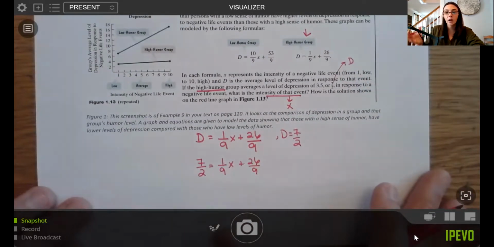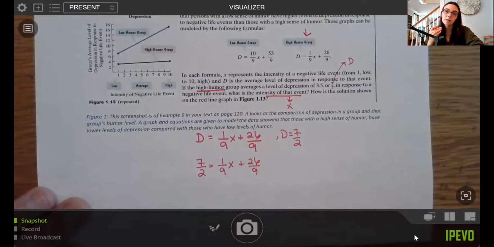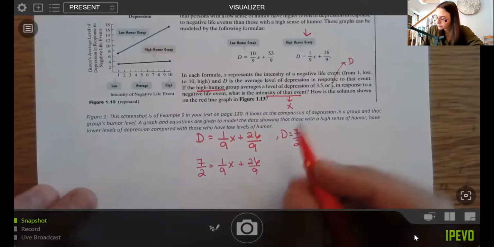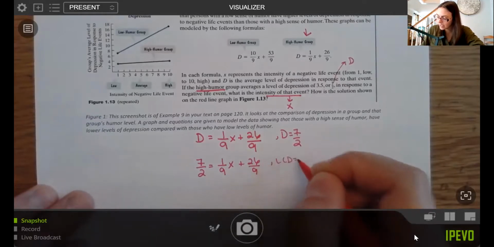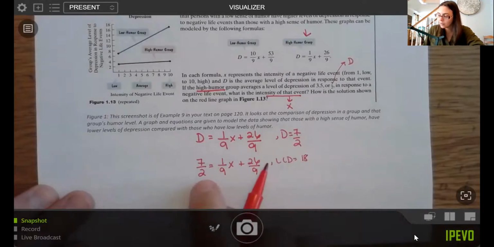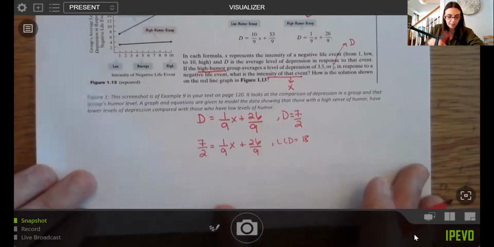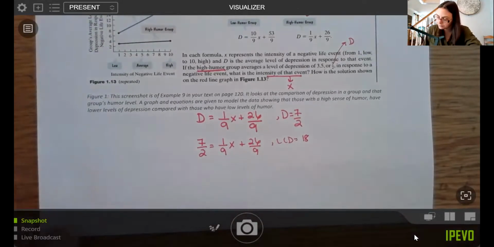Now we can go ahead and solve here. We know how to solve this. This is a kind of rational, but it's the easiest kind of rational because it's just fractions. So I don't have to worry about my denominator being negative. I don't have to worry about extraneous solutions if it's just regular fractions. The LCD I'm going to use is going to be 18 because that incorporates both factors of 2 and 9. And I'm going to multiply everything by 18.